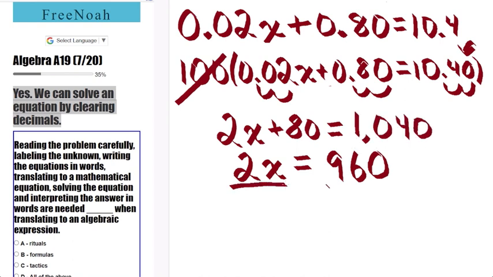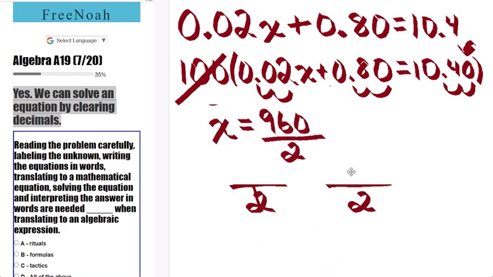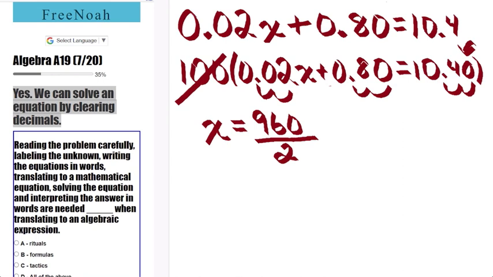In order to isolate the x, we're going to divide both sides by 2. So this 2x will cancel out, isolating our x. And what we're left with here is x equals 960 over 2.